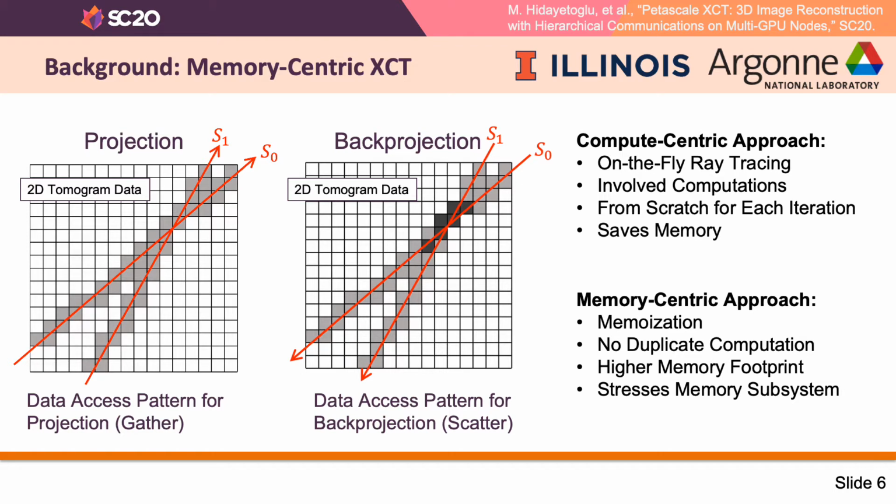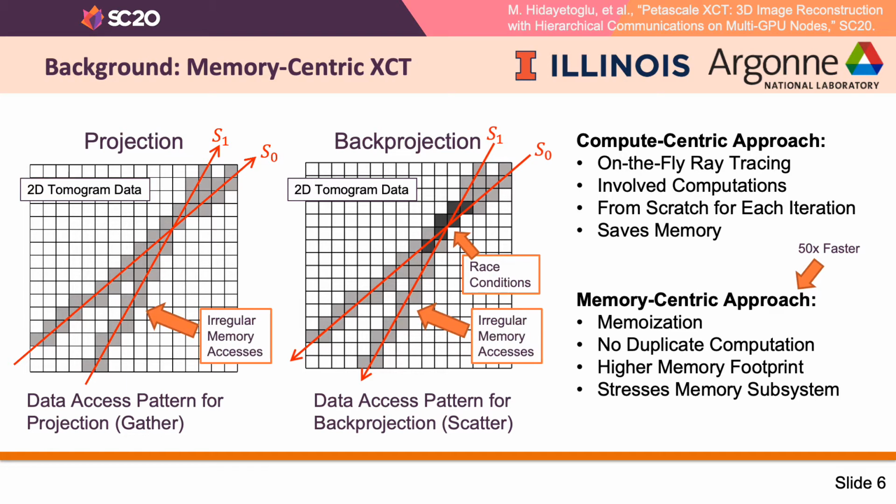On the other hand, the memory-centric approach implements these operations as explicit sparse matrix multiplications, at the expense of additional memory complexity. Nevertheless, we have shown in our SC19 paper that it is 50 times faster when optimized. The memory-centric approach reduces inefficient computation so much that the performance becomes limited by the memory subsystem. So what are those limitations?